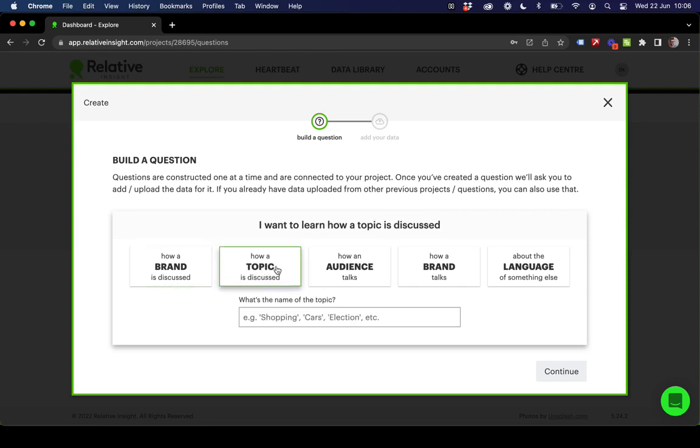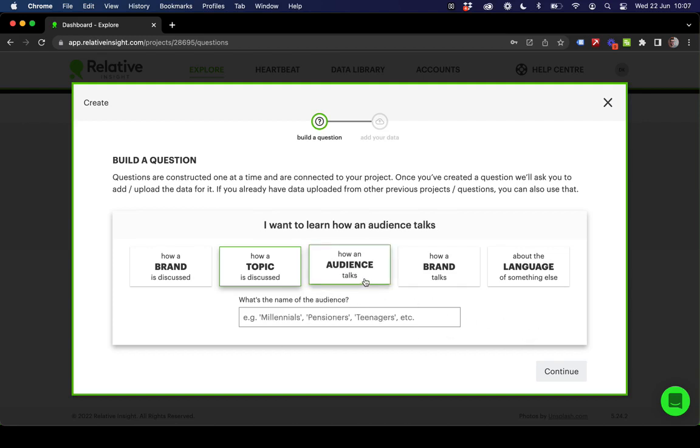How a topic is discussed, this is really useful for topical audience and market research. So for example, you know that your target audiences are having conversations about a topic that is relevant to your brand, such as we are in this case where we're looking at the conversation around video games. We want to understand how that's discussed, so we can go ahead and use this option.